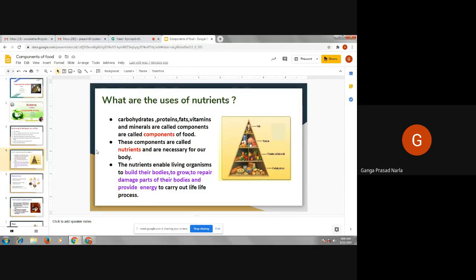Okay. So carbohydrates, protein, fats, vitamins, and minerals. These are the components which are present in the food, and these components are also called nutrients. It is very necessary and important to our body. So what are the uses of these nutrients? Overall, what are the uses of these nutrients?